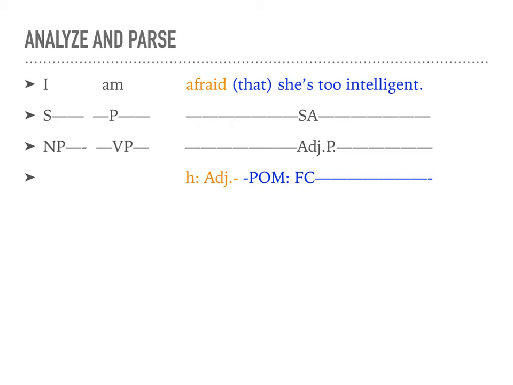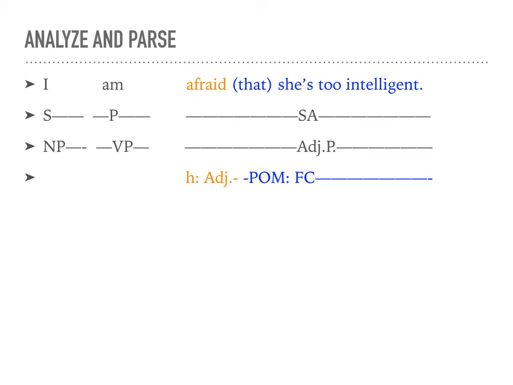So I can also say, I'm afraid that she was too intelligent. We can also change the tense but it's also going to be a verb. For instance, I'm afraid that we are too intelligent. Because "she's too intelligent" is actually a sentence on its own, we know that this is a finite clause.